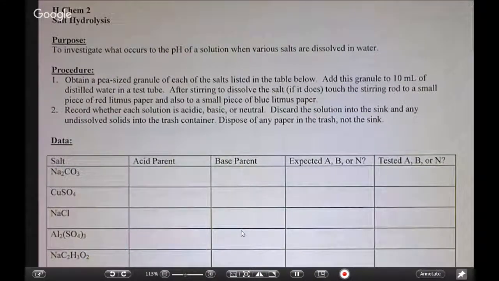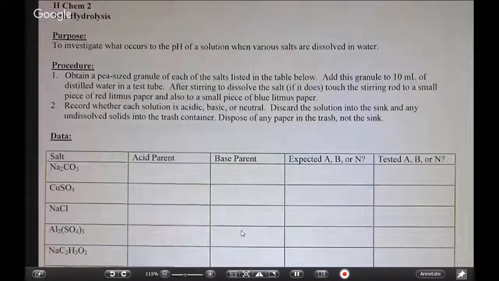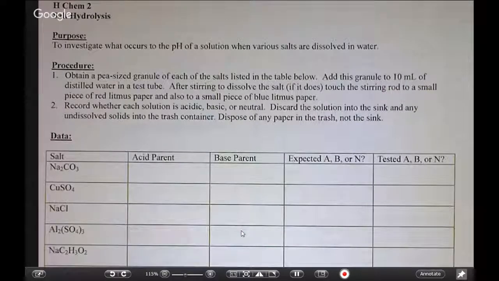in a test tube. So it says 10 milliliters, but really if you have a large test tube, okay, then I suppose a small one. Usually instead of 10 milliliters, I just say 3 finger lengths of distilled water in each test tube. And that's sufficient. It's about 10 milliliters in a large test tube. And you're going to dissolve the salt, if it does, in it by moving the stirring rod in it.